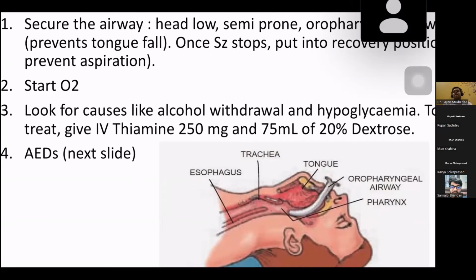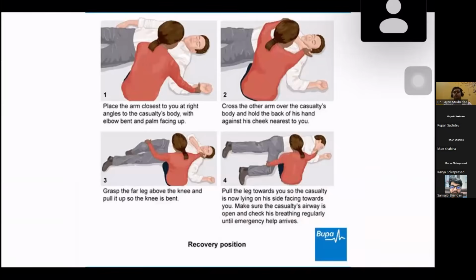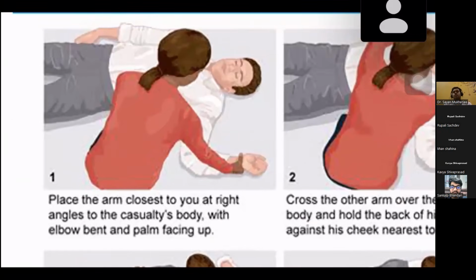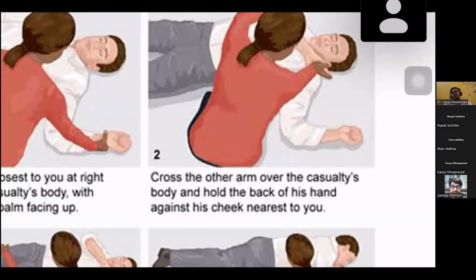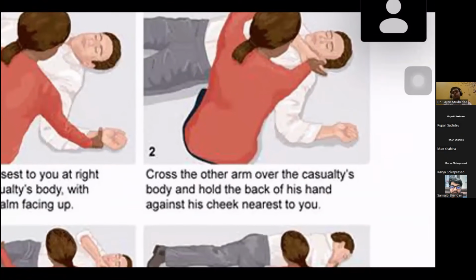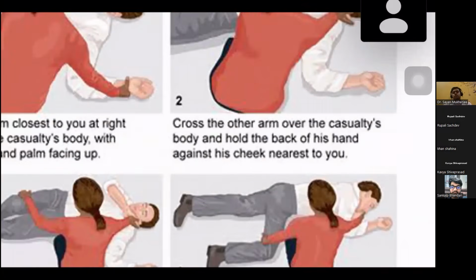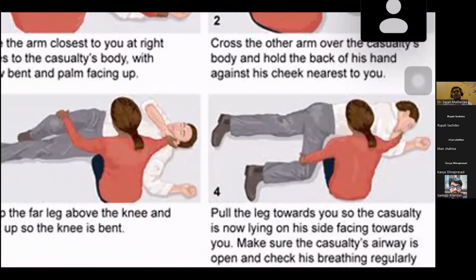And this is especially important if the seizure takes place outside the hospital. Once the seizure stops, do something called the recovery position. I'll show you in the next slide. This is the recovery position. Patient is lying down. You hold this arm first. You turn it here. This arm you straighten out. This arm you turn on this side, right? And then you turn the patient over towards you. You turn the patient towards you. And then finally turn the legs.